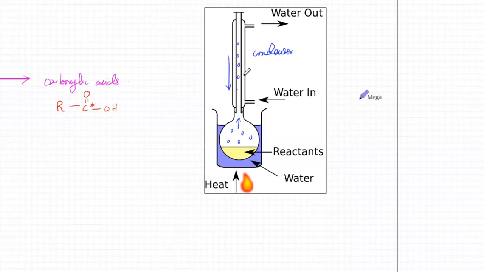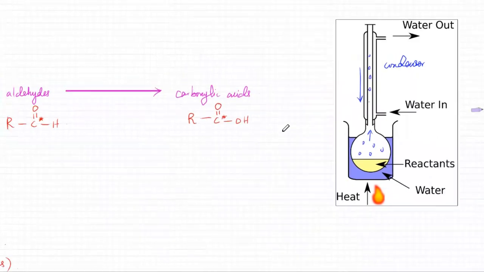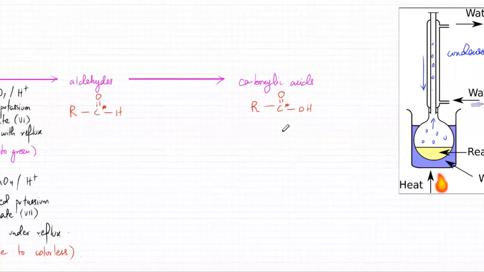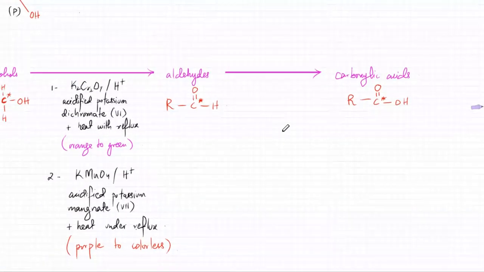Like if it's an alcohol, alcohols are extremely volatile. So you don't want them to evaporate. So it's just simple heating. It's normal heating, except that you put a condenser on top so that nothing is able to escape the container.